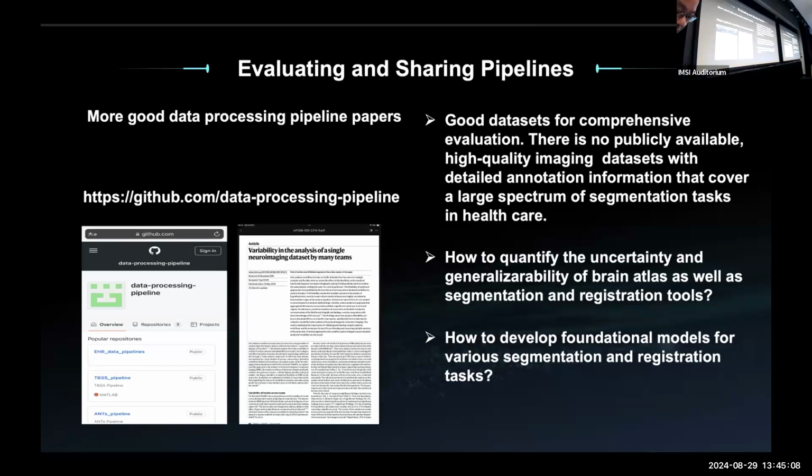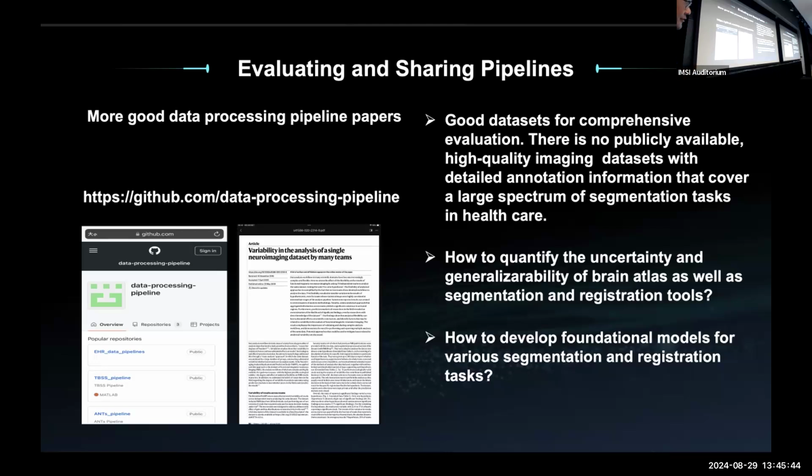And actually, in the whole field, one of the problems we are facing these days is a good data set for comprehensive evaluation of all these segmentation and registration methods. Actually, there's no publicly available high quality imaging data set with detailed annotation information that covers a larger spectrum of segmentation tasks in healthcare. And also there are a lot of statistical problems you can work on, such as quantifying the uncertainty and generalizability of brain analysis, as well as segmentation and regression tools.